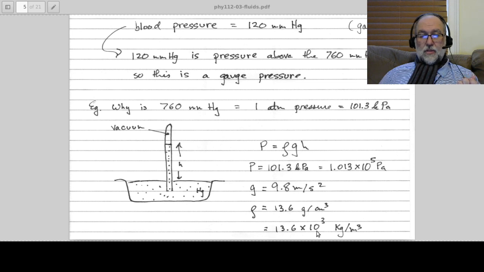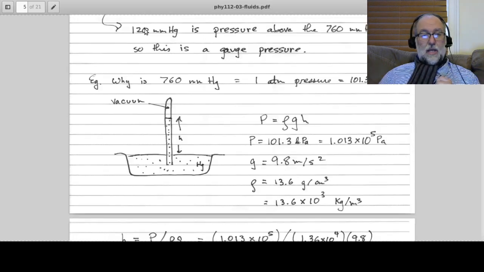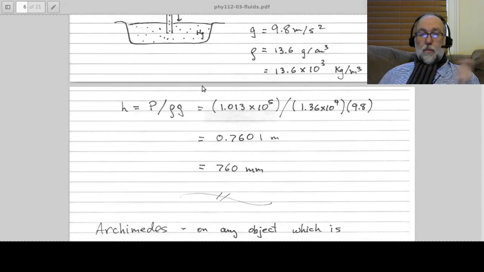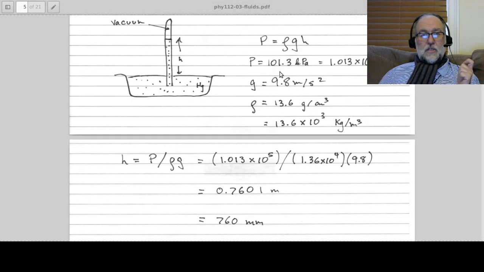So we take here the 13.6 and we multiply it by 1,000, which is 10 to the 3. And that gets all of our quantities ready in MKS units. And remember, we're trying to measure H. So all I did here, let me just show you the formula again. You take this formula here, divide both sides by rho G. So you get P divided by rho G is equal to H, or H is equal to P over rho G. Plug in all the numbers in MKS, and guess what comes out?